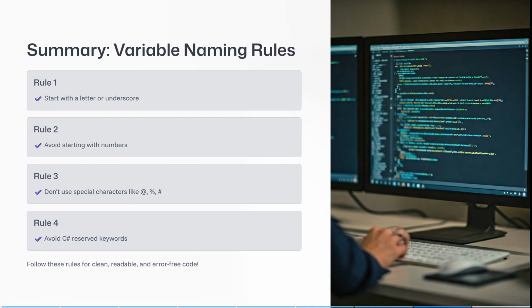Use meaningful, descriptive names that reflect the purpose of the variable. By following these naming rules, your code becomes easier to understand, less prone to errors, and more professional. So always stick to them when writing C# programs.